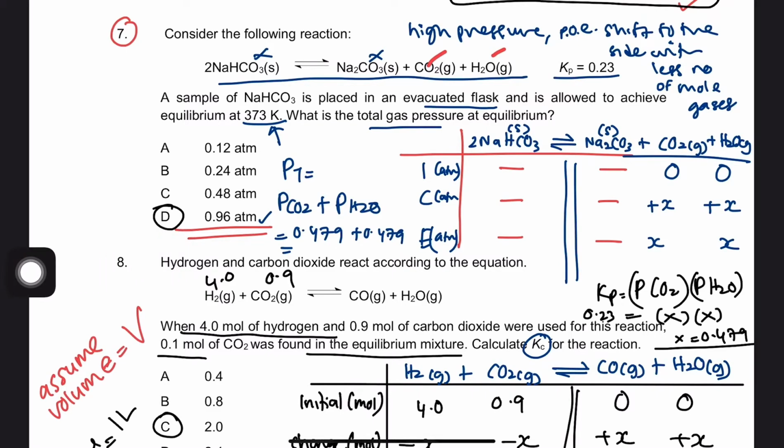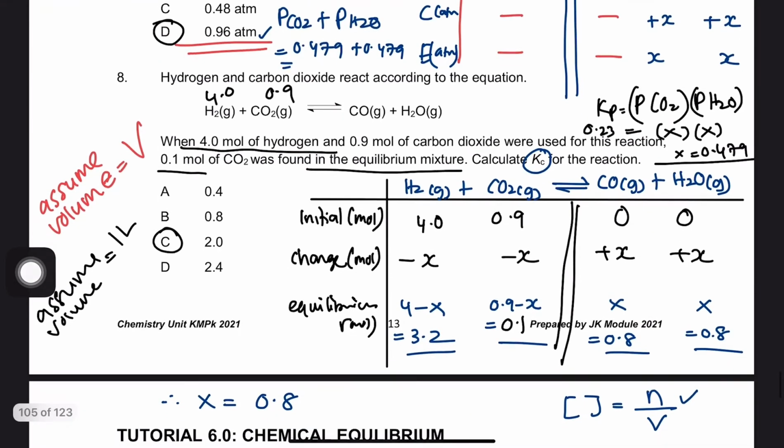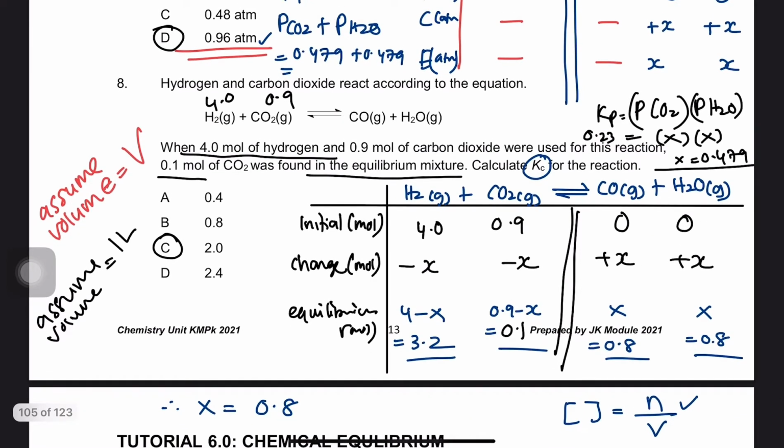Okay, right. So the next question. They have given the initial moles of hydrogen and carbon dioxide, and they mentioned that at the end of the reaction, where equilibrium was achieved, 0.1 mole of carbon dioxide was found, and you are required to calculate the Kc for the reaction. Let's begin with initial values. We can do an ICE table with moles, no problem. Although Kc requires concentration, later you can convert your number of moles to concentration by dividing the number of moles by volume.